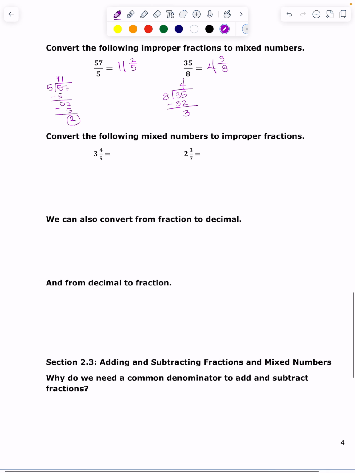Going backwards, taking a mixed number. So I'm going to draw a picture for this one because this denominator tells me I'm counting fifths. So there's 1 whole, 5 fifths, 2 wholes, 3 wholes, and then I have 4 fifths for this part.